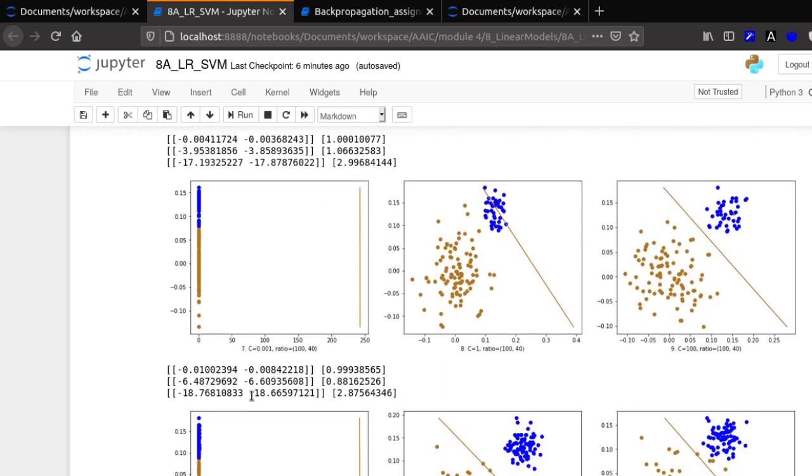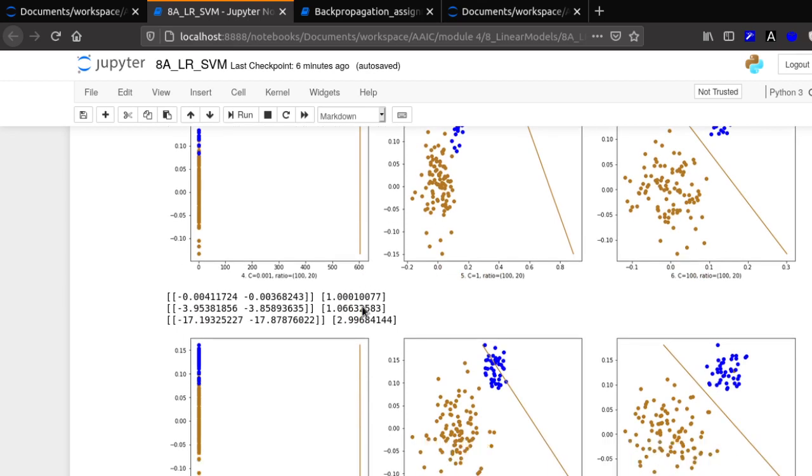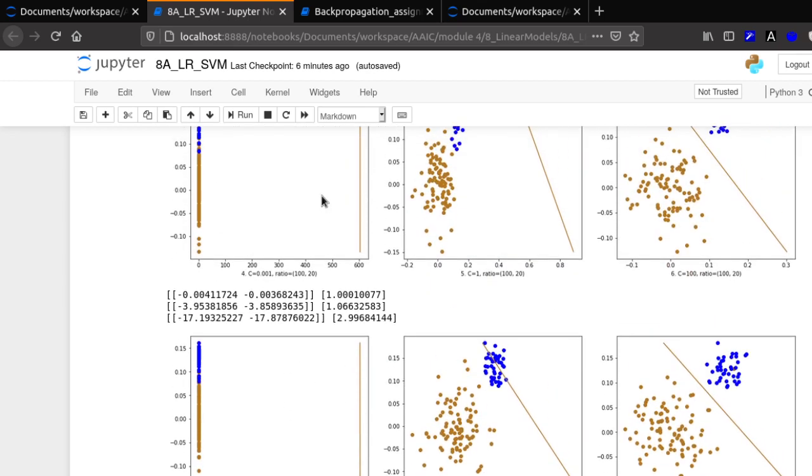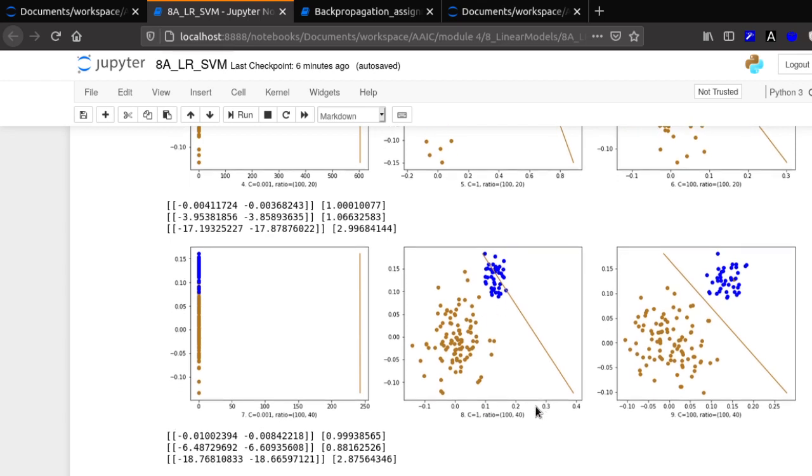Okay, now moving to the next set of data where we will have the ratio of 10 to 40. We have 100 blue points and 40 red points. Now our hyperplane is at 250, but previously it was at 600. So it is doing better than the previous one, but it's not doing well.